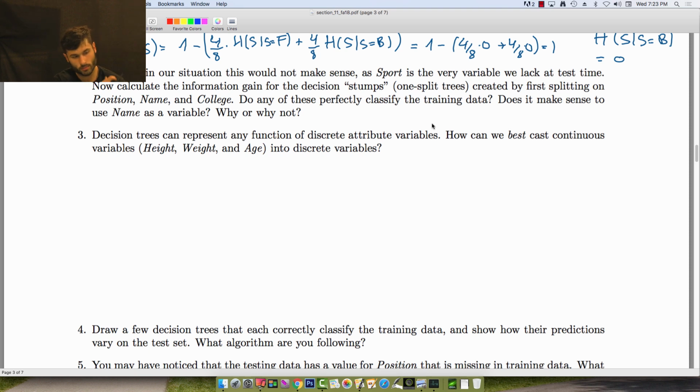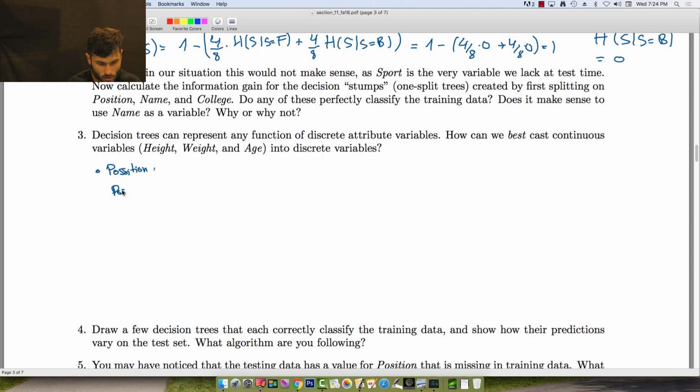Now we'll solve question number 2, which says to compute the information gain when we create different trees, one splitting by position, another splitting by name, and another splitting by college. So as we did before, in order to compute the information gain, we need to know the conditional probabilities of sport, in this case given position, and then we'll do the same for sport given name, and then sport given college. So in the first case, we'll go with position.